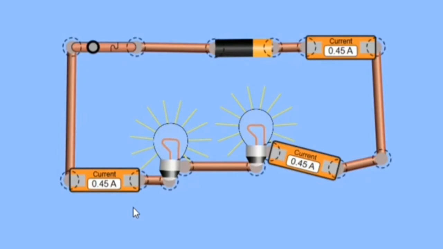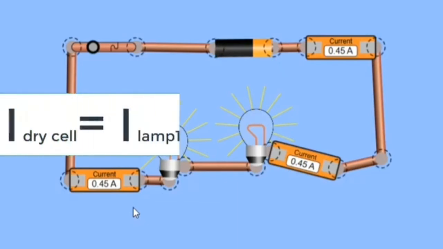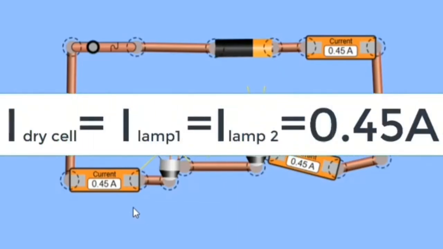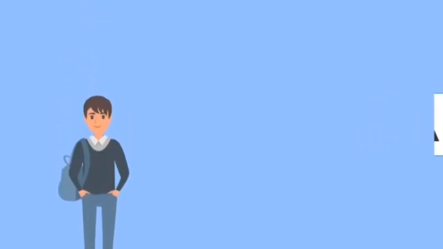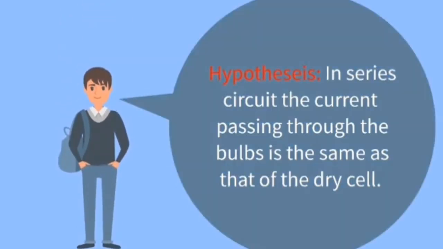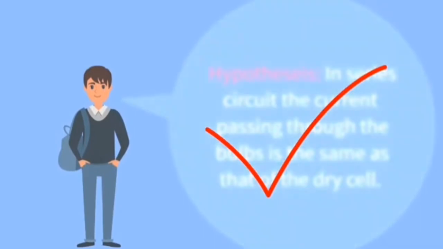The current that passes through the lamps grouped in series is the same as that of the dry cell. So I of the dry cell, that is the intensity of the main current in the circuit, is equal to I of lamp 1 and I of lamp 2. So your friend's hypothesis is true. What about the voltage of these lamps relative to the voltage of the dry cell?